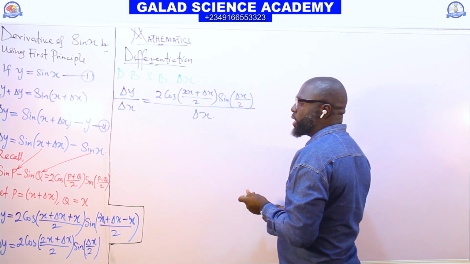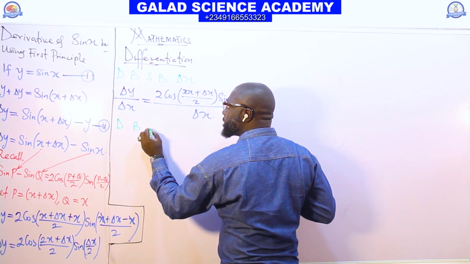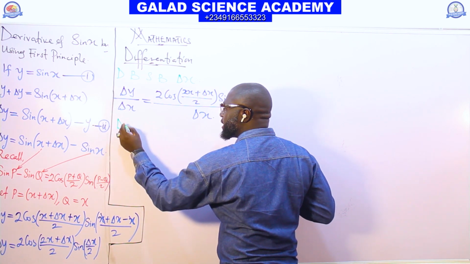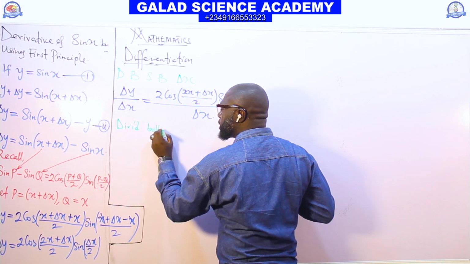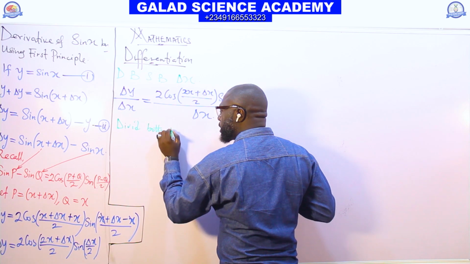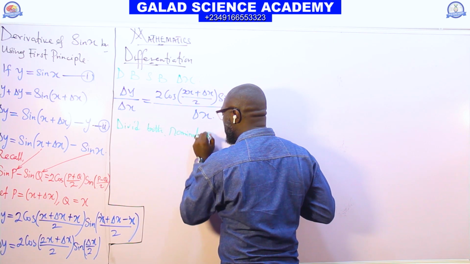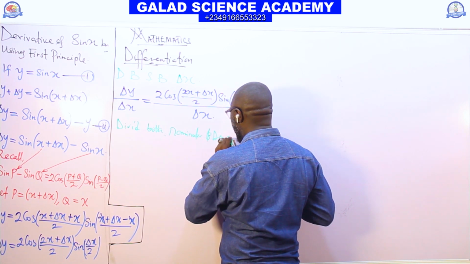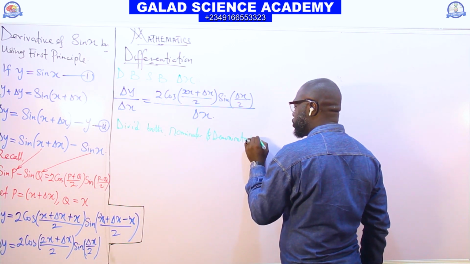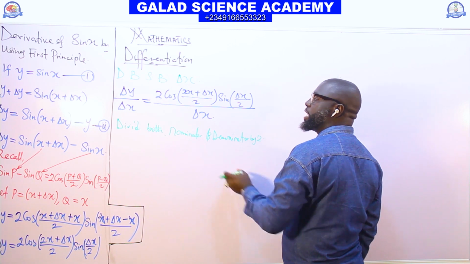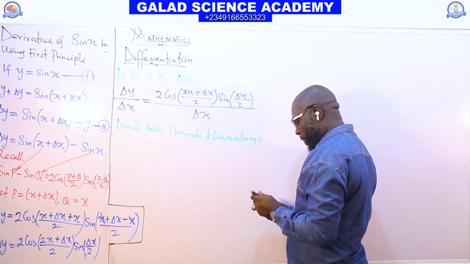What do we do? Let's divide both the numerator and denominator by 2. That is, everything you add up, divide by 2, down, divide by 2.